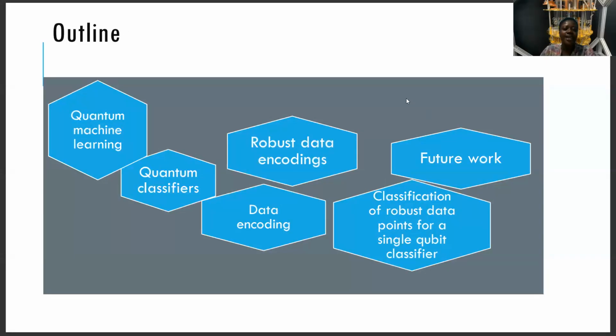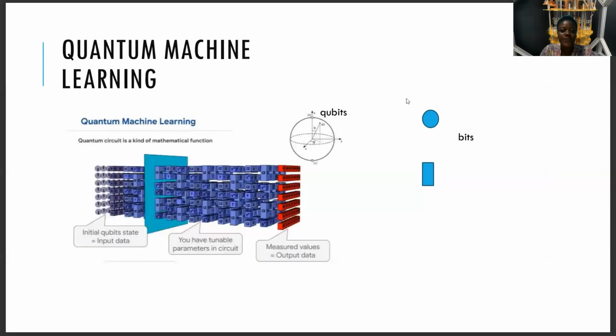So for today, this is the outline of what you are going to be looking at. You're going to be looking at quantum machine learning. I'll briefly speak about it since Prof. June touched on it in the previous presentation. I'll also speak on quantum classifiers. I'll also have a look at robust data encodings. We'll look at what data encoding is. We'll look at the classification of robust data points for a single qubit classifier. And we'll look at some future works that we can also have in our research.